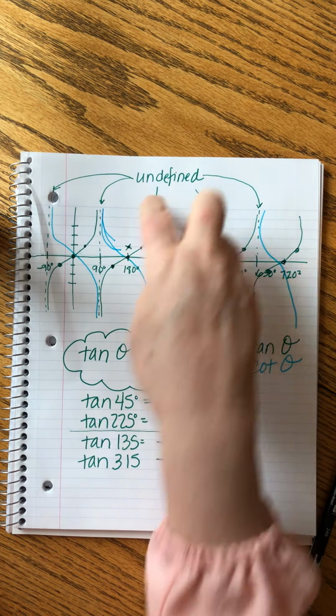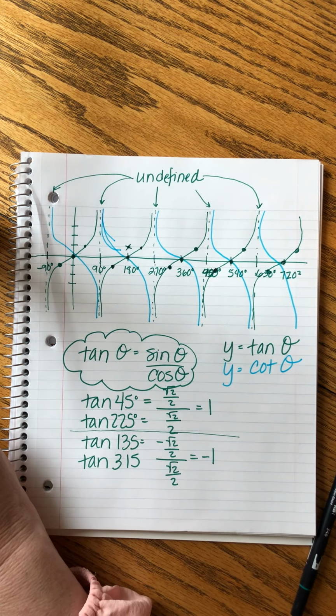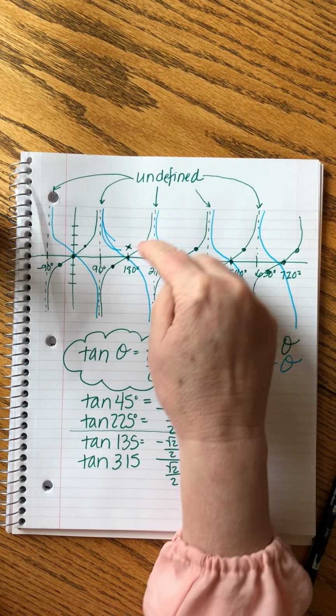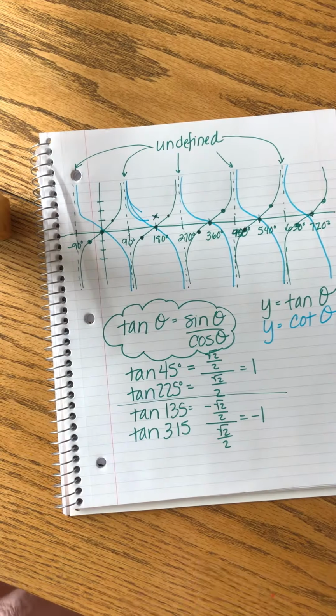Tangent also has undefined spaces, but instead of making the U shapes, like cosecant and secant, this makes, I don't know, what do you even call those, S shapes? It's a very distinctive shape.